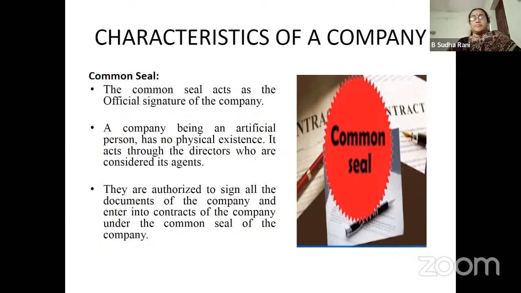In the same way, when a company gets its identity separate from its owner and, being an artificial person, acquires all the assets and enters into all the contracts in its own name, all those transactions have to be authenticated. That authenticity of the company will be the common seal, meaning a signature. This common seal is taken as the official signature of the company.